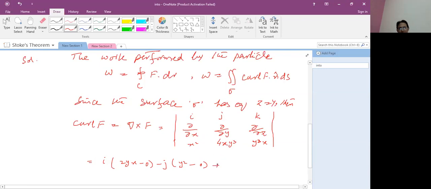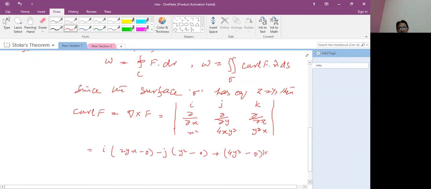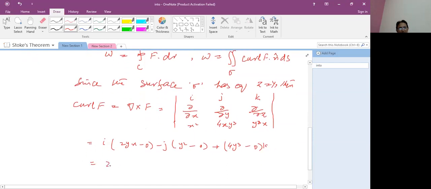Plus, for k, we consider the partial derivative with respect to x, it is 4y cubed, minus the derivative with respect to y, which is 0, of k. So it means curl F is equal to 2xy i minus y squared j plus 4y cubed k. It means del cross F.